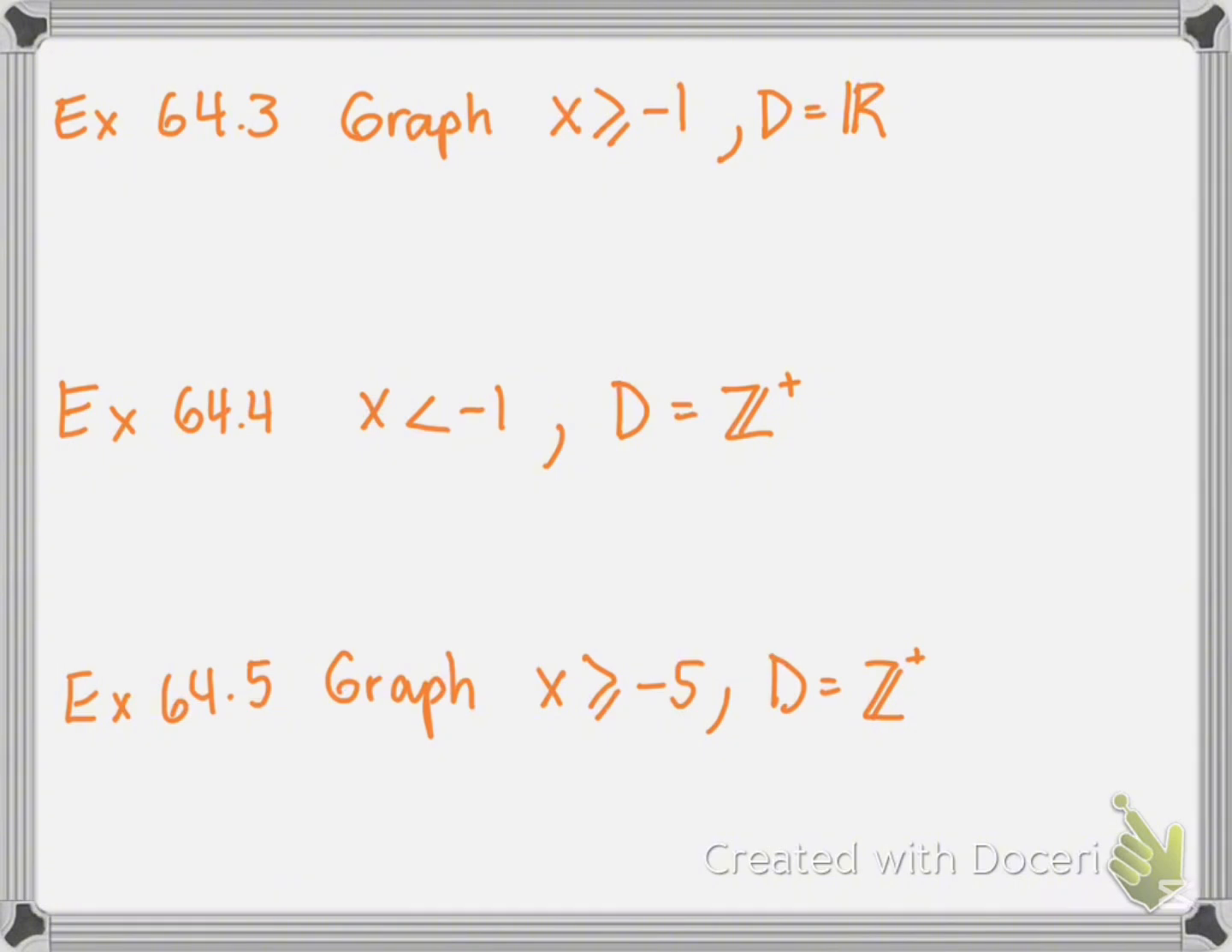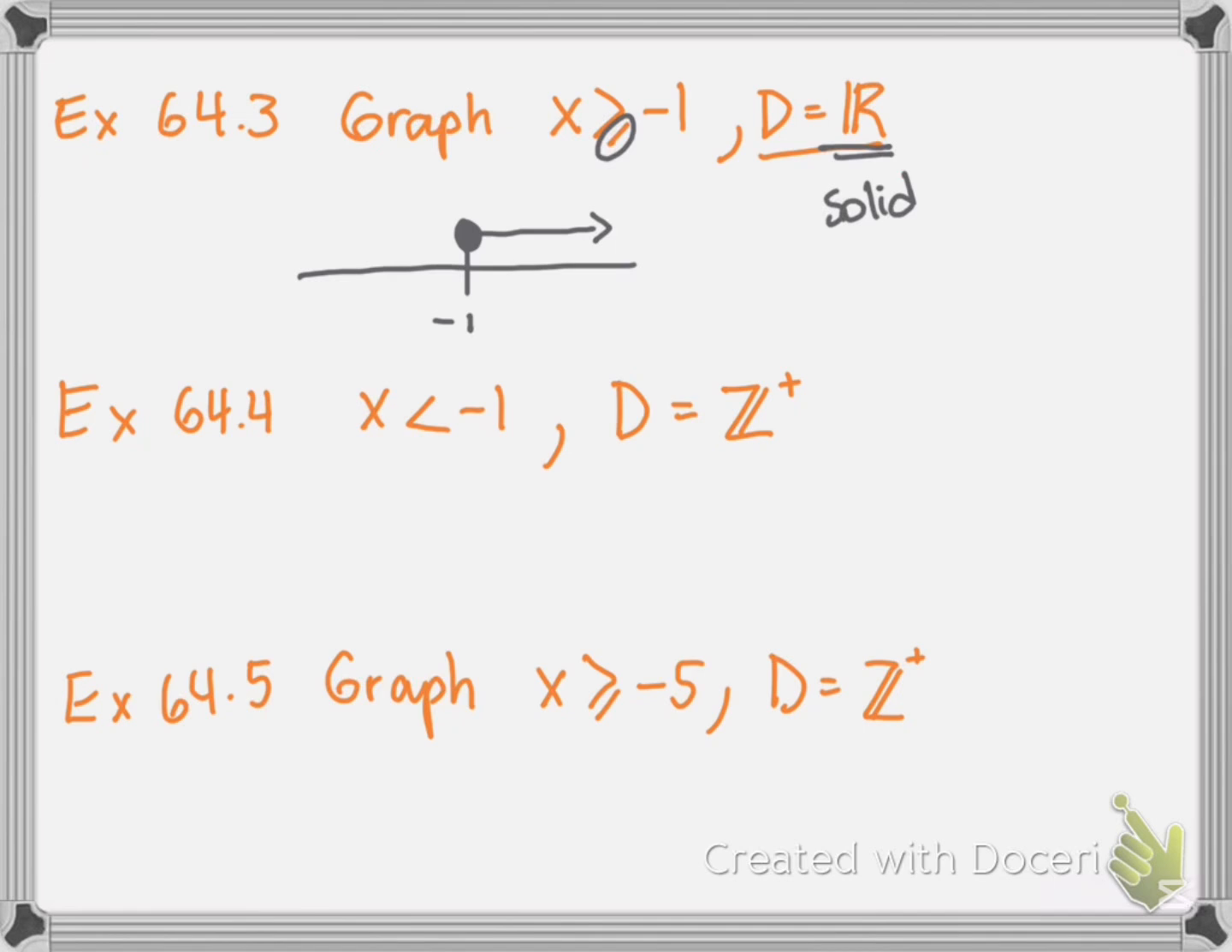In this next example, we have to graph x greater or equal to negative 1 with domain real numbers. So what we have to do again is put our number line, the number negative 1, and then remember that when we have a greater or equal, this little line tells us to include the negative 1, so we color the circle, and then it goes this way. Now remember, because it's real numbers, we make a solid line.